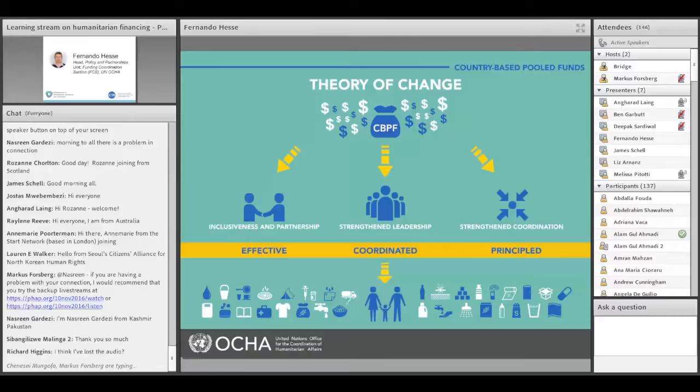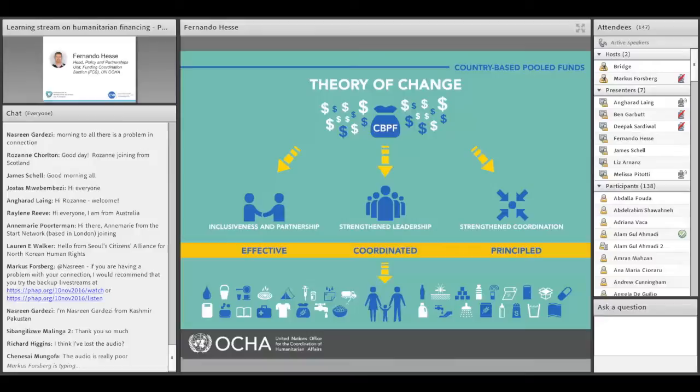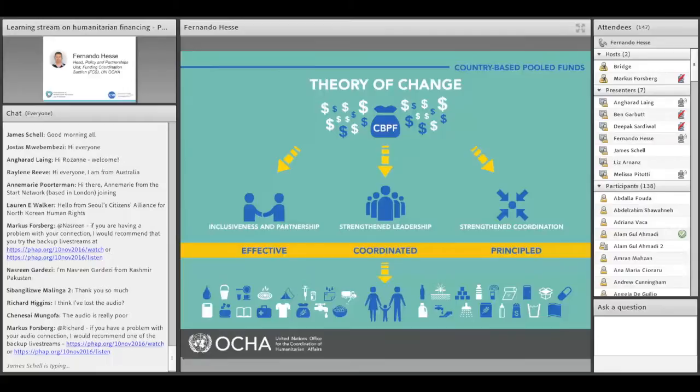I will excuse myself if I use acronyms, but as mentioned before, we will try to also refer to country-based pools and CBPFs. So the main aim of them focuses on three outcomes. One is a strengthened leadership of the humanitarian coordinator. Two, more resources mobilized and better coordination of their use in support of the humanitarian planning framework. And three, funding priority humanitarian needs that are identified through an inclusive and participatory process that also involves national and non-governmental organizations. The overall impact of CBPFs is therefore improved effectiveness of the humanitarian response, the provision of timely, coordinated, and principled assistance to save lives, alleviate suffering, and maintain human dignity.